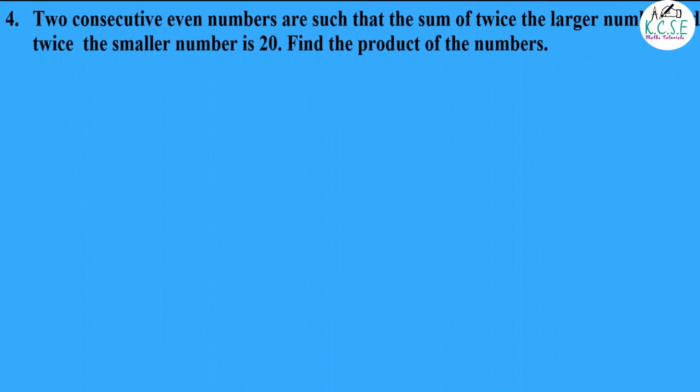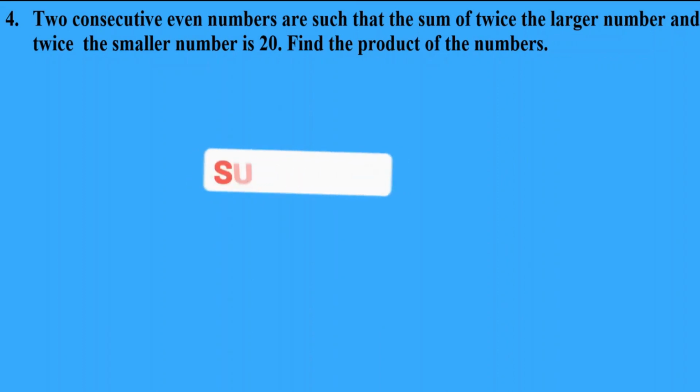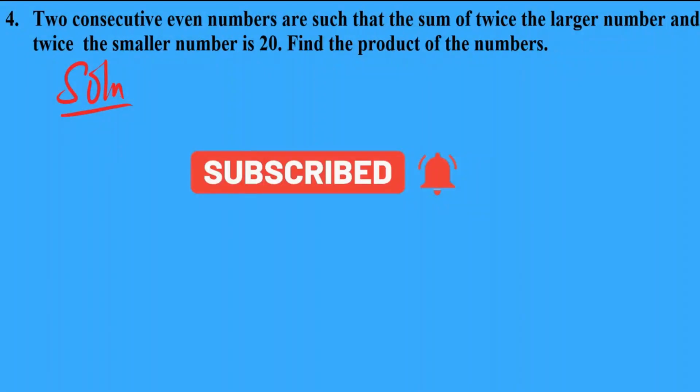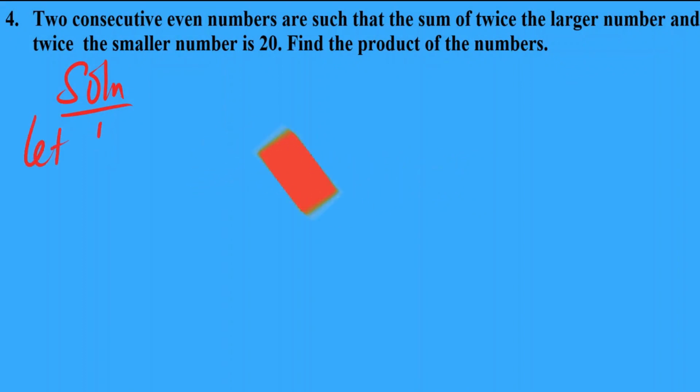Two consecutive even numbers are such that the sum of twice the larger number and twice the smaller number is 20. Find the product of the numbers. So the first thing we're going to do is let the first number be a, and the second number will automatically be a plus 2.